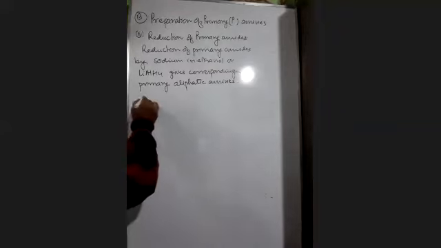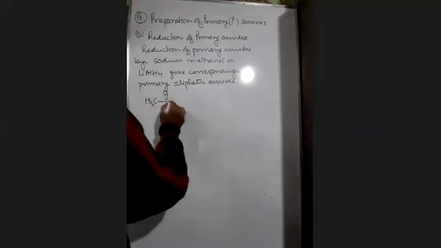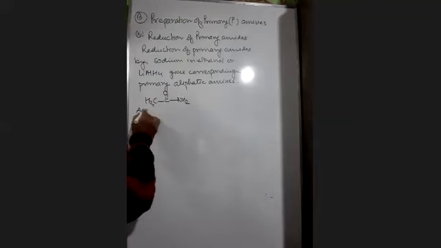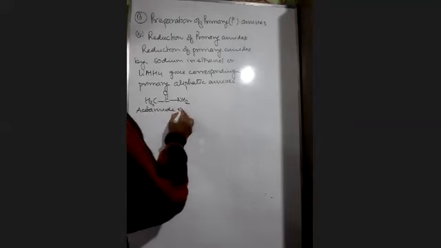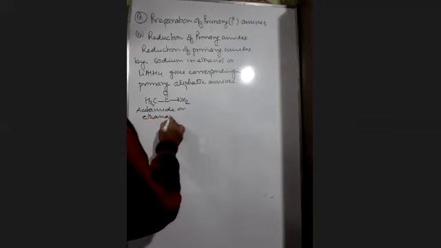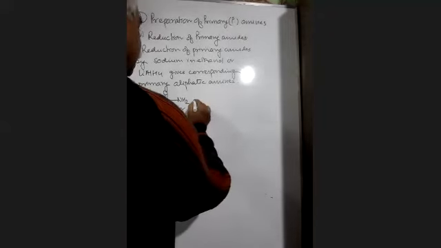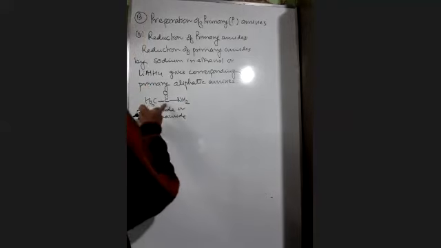So I'll write now here CH3 CO NH2. What is this? This is called acetamide. And IUPAC name is ethanamide. Okay, so here I'll write like this. I'll make it a shortcut. See, what you want here.